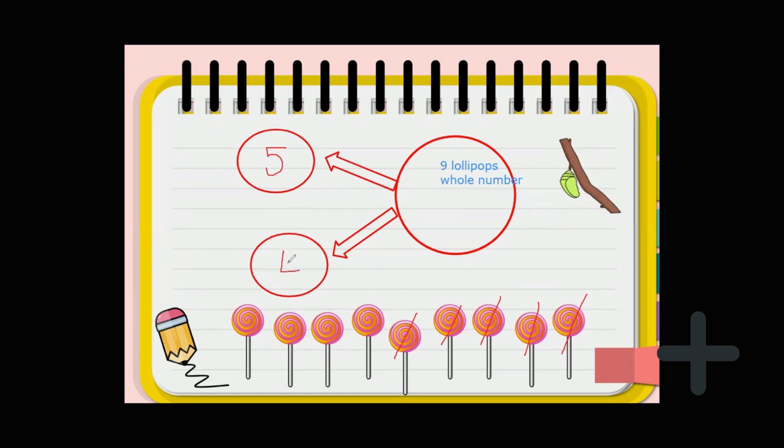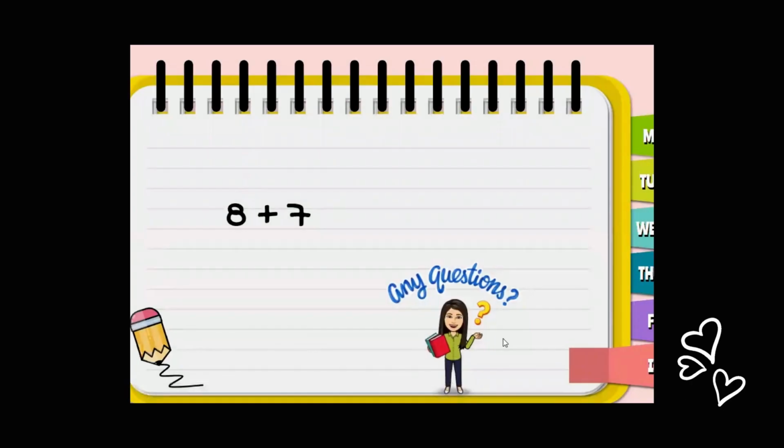So we can say that the number bond of 9 is 5 and 4. 5 plus 4 gives us 9, and the other way around also. 4 plus 5 will also give us 9, right? So your question is 8 plus 7. Let's solve this question by making groups of 10.